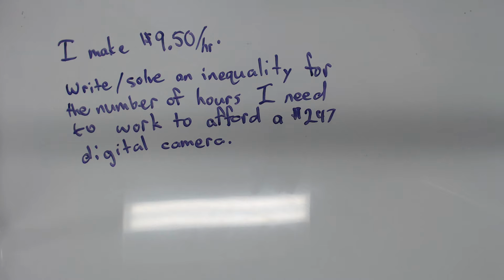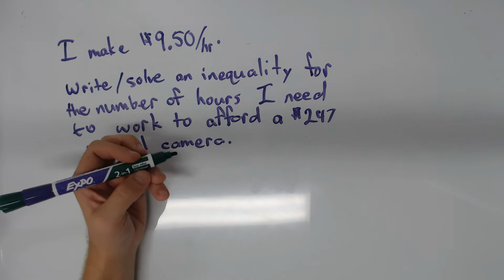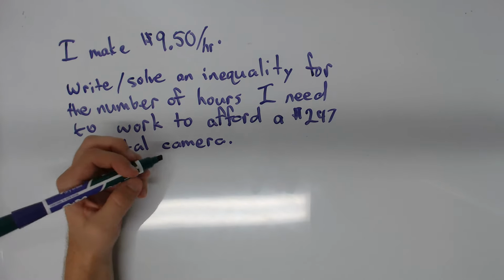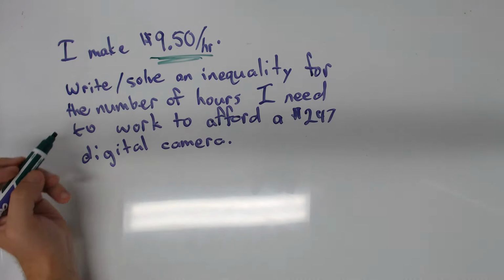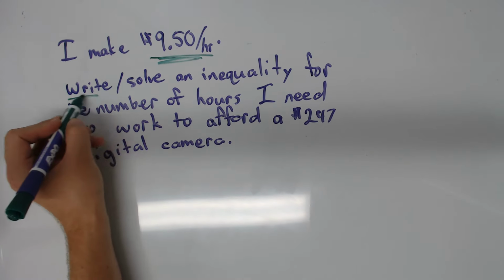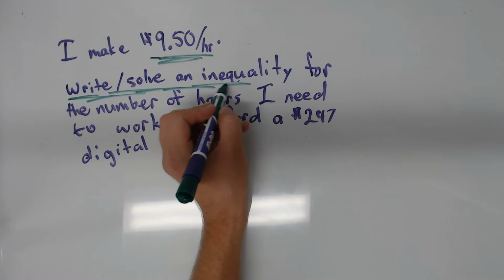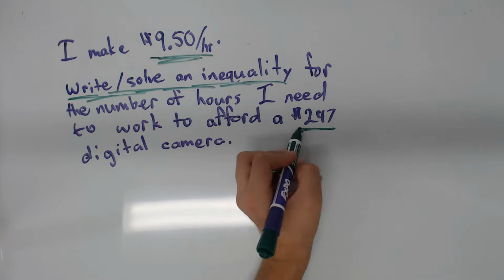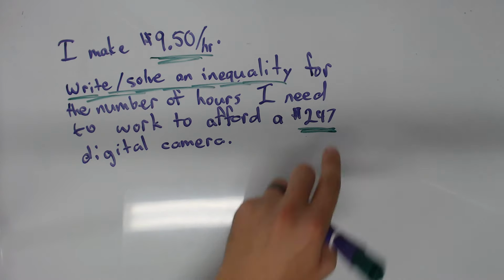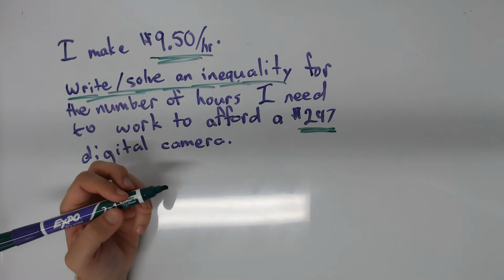One more modeling problem, then we'll be done for the day. So this problem tells us we're working $9.50 an hour. Whatever job we're working, that's what we're getting paid. So that's going to be a useful piece of information. So our goal is to write and solve an inequality for how many hours we need to work to afford a $247 digital camera. Sorry if it looks like a 9, it's supposed to be a 4.